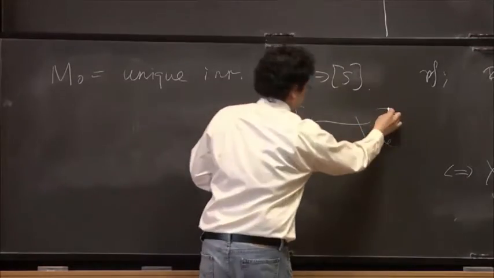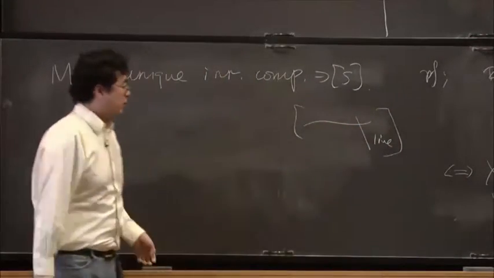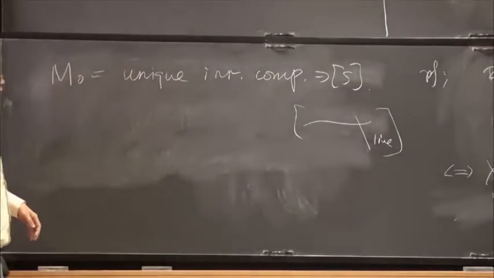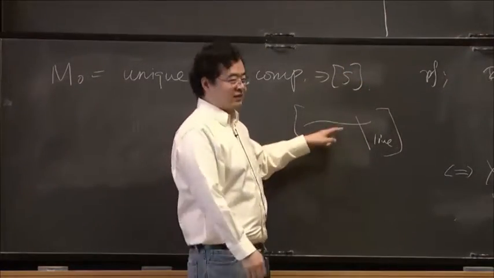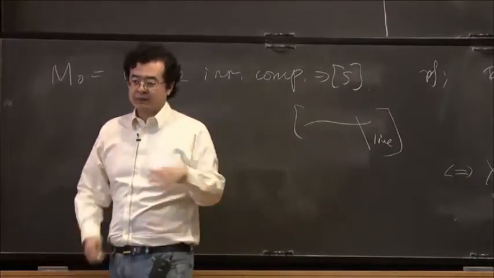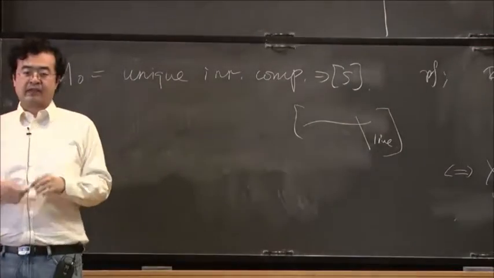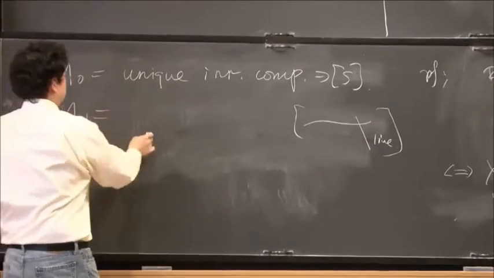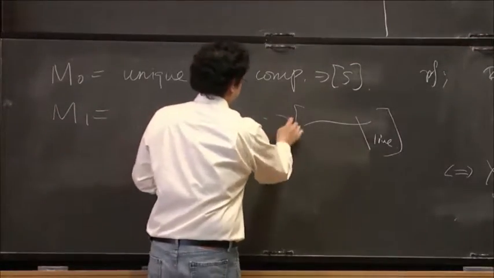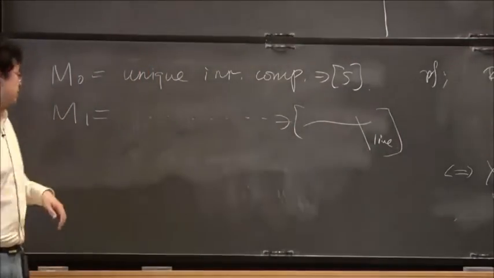And attach this to the section at some point. Okay. Again, as part of the definition of being nice, this is also a smooth point of some compactification of the moduli space of sections. So I can take M1 to be the unique irreducible component containing this.